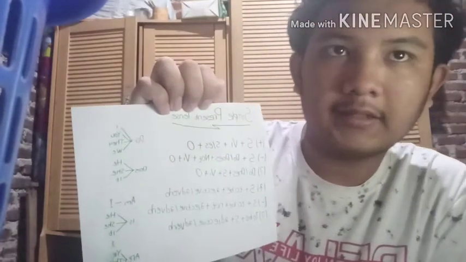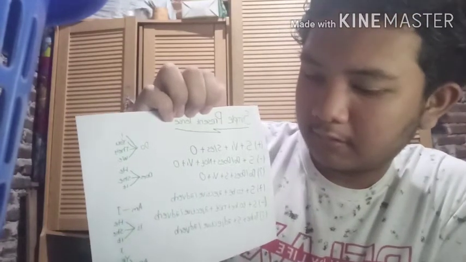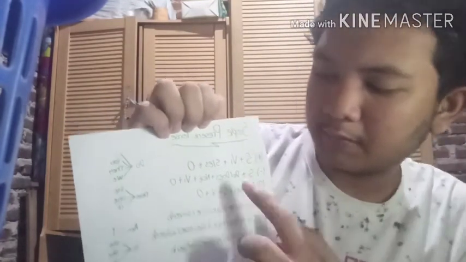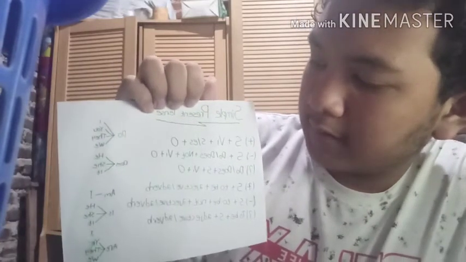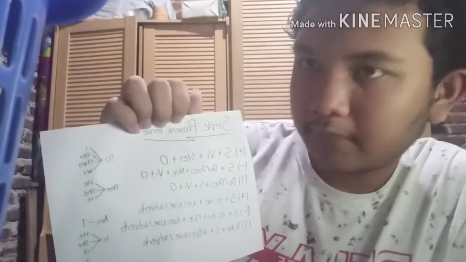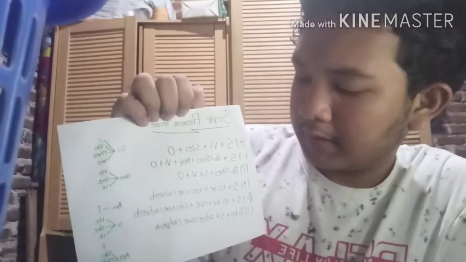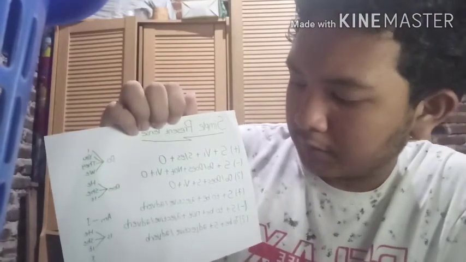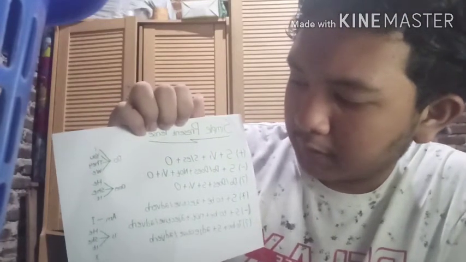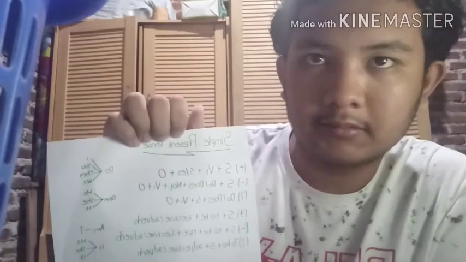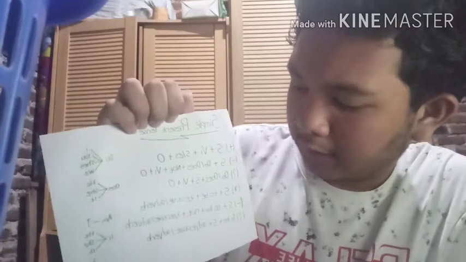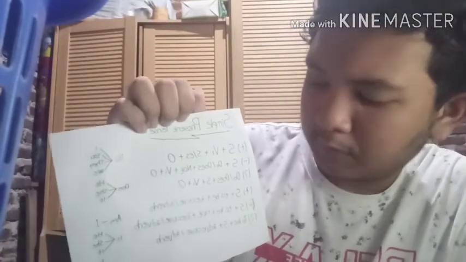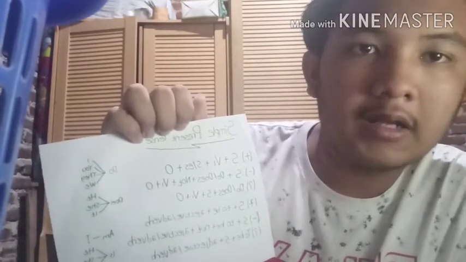For positive sentence, using verb 1 has a formula subject plus verb 1 plus s or es plus object. For negative sentence has a formula subject plus do or does plus not plus verb 1 plus object. For interrogative sentence has a formula do or does plus subject plus verb 1 plus object.